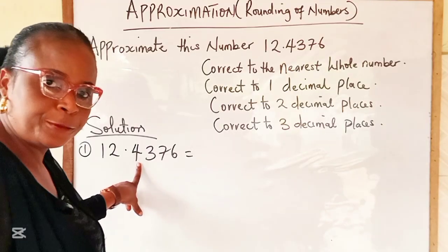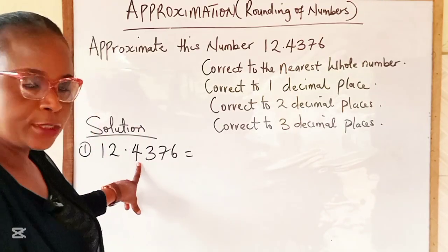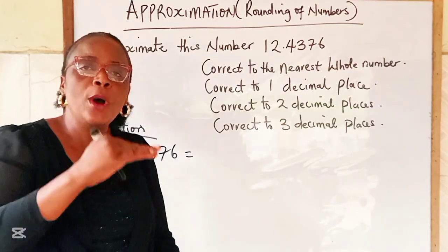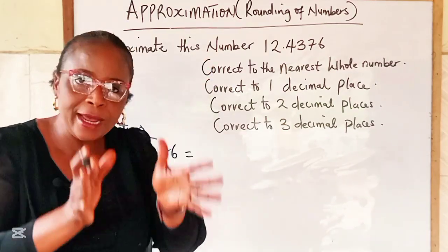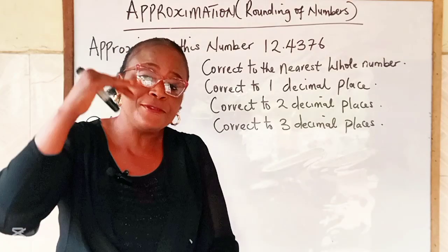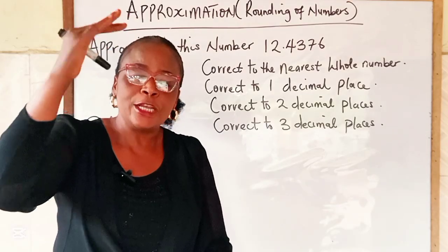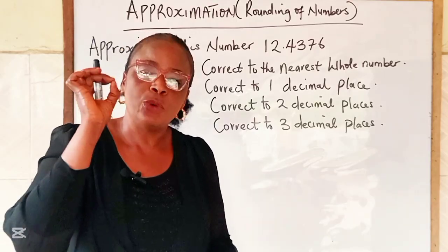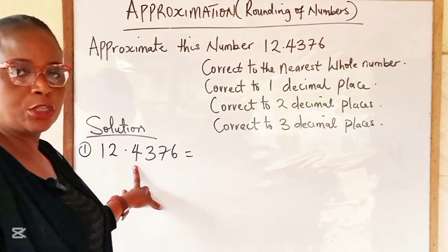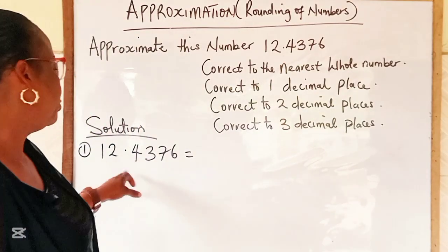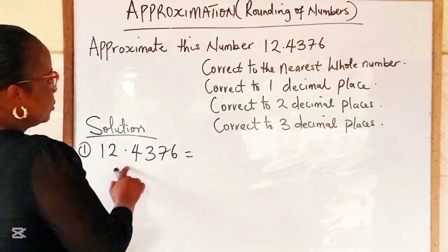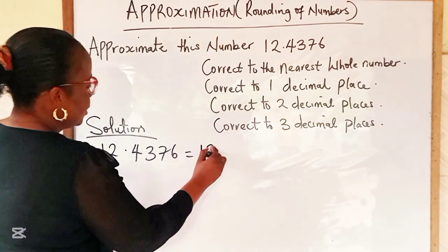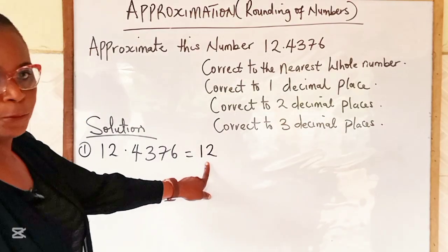Is it up to 5 and above? No, it's not up to 5 and above. 4, 3, 2, 1, 0 remain the same. From 5, 6, 7, 8, 9, you round up. That means you add 1. So our 4 is not up to 5, so it remains the same. So when we round 12.4376 to the nearest whole number, it is 12.